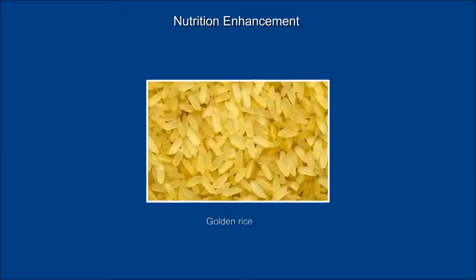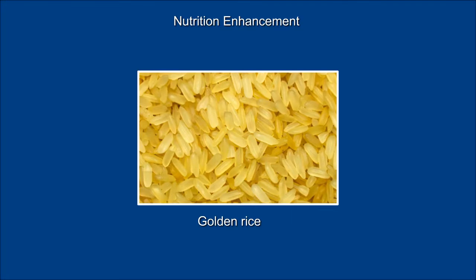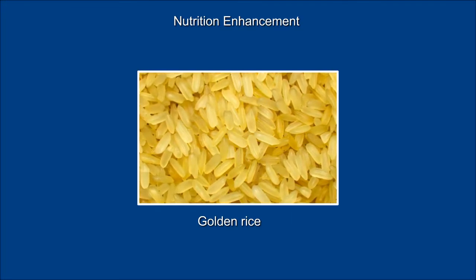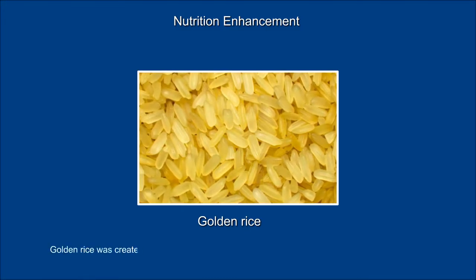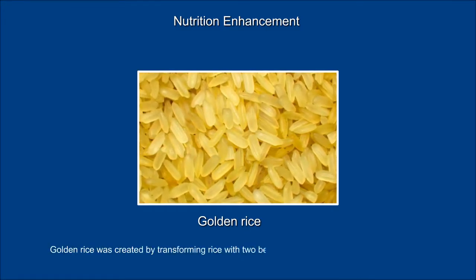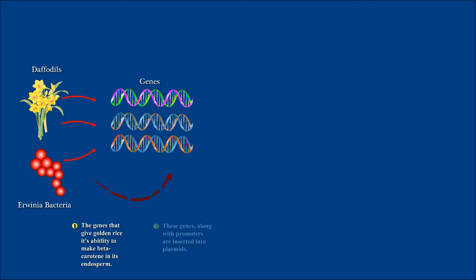Nutrition enhancement. Rice was engineered to produce golden rice, that is, rice having vitamin A beta-carotene, so as to help prevent blindness due to vitamin A deficiency. Golden rice was created by transforming rice with 2 beta-carotene biosynthesis genes. PSY, phytoene synthase from daffodil, Narcissus pseudonarcissus. CRTI, carotene desaturase from the soil bacterium Erwinia uredovora.